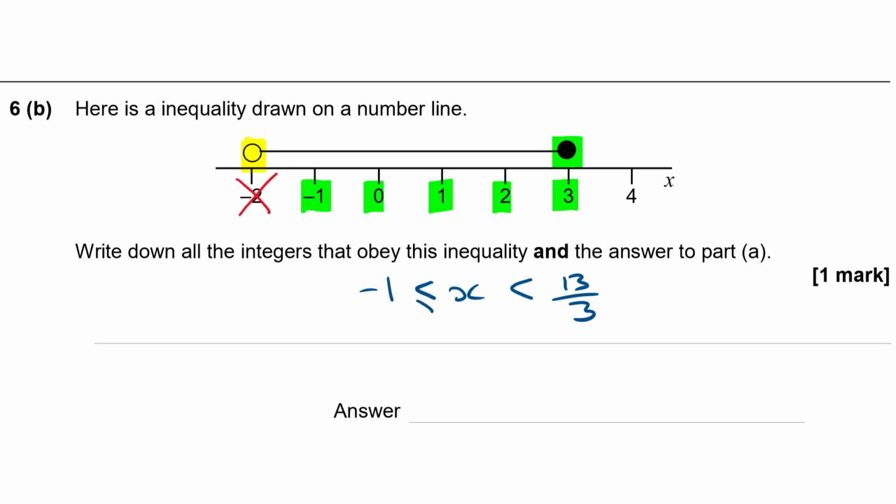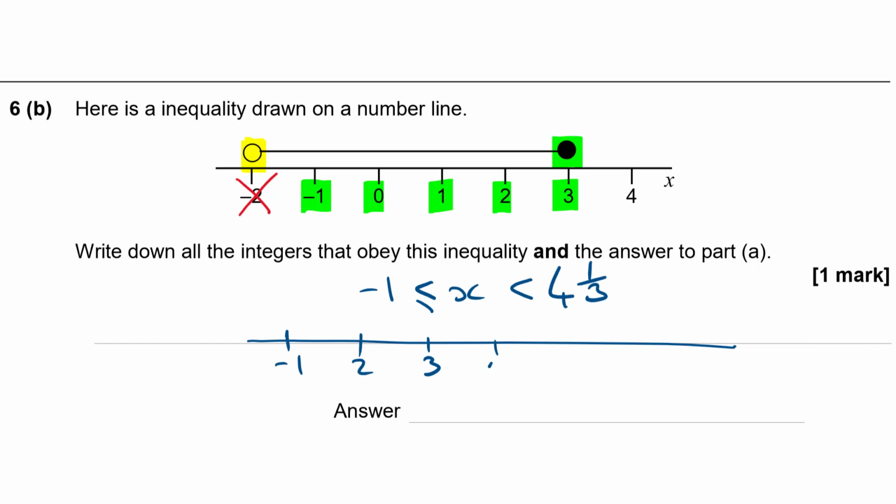Now, I am going to rewrite 13 over 3 this time as a mixed number. 3 goes into 13 4 times, remainder 1. So I can rewrite 13 over 3 as 4 and 1/3. The reason I want to do that is because I actually want to see what number it is. So when I draw my number line, it matches up. It starts at minus 1 and goes up to, what am I doing? Minus 1, 0, 1, 2, 3, 4, 5.